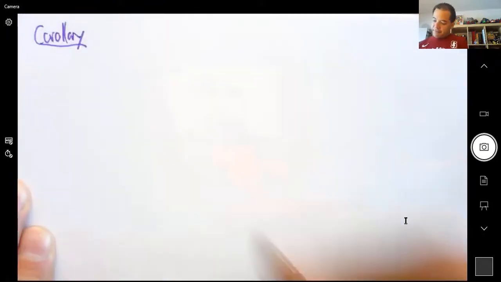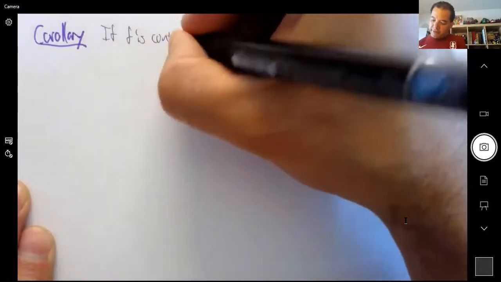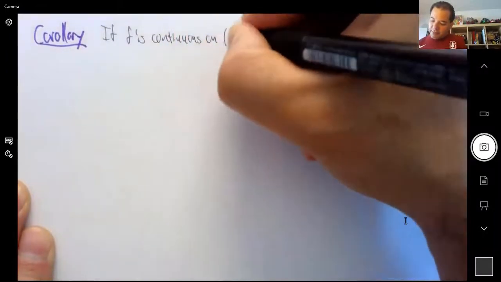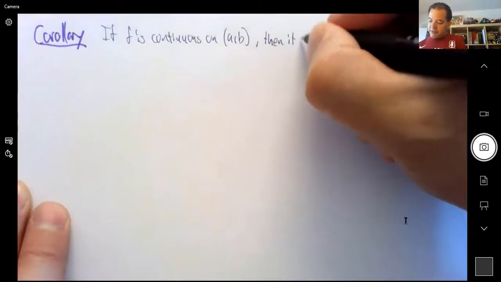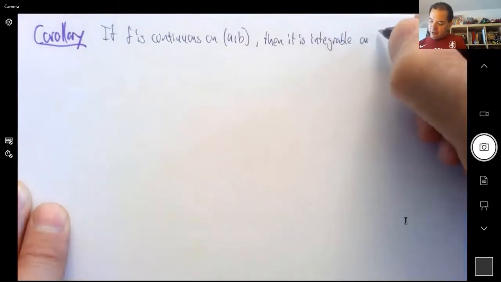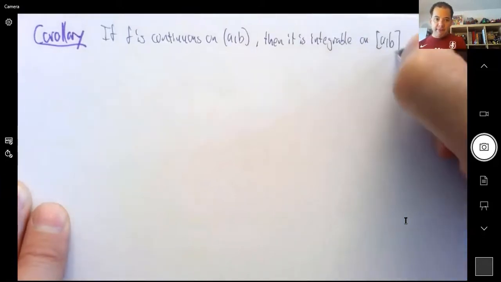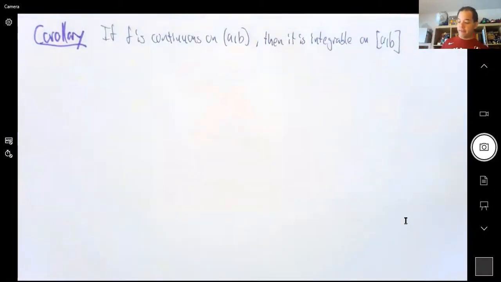Let me write it here. It's not specifically in the book, but corollary. If f is continuous on AB, then it is integrable on AB. Right? So it doesn't matter if it's continuous or not at the endpoints, right?